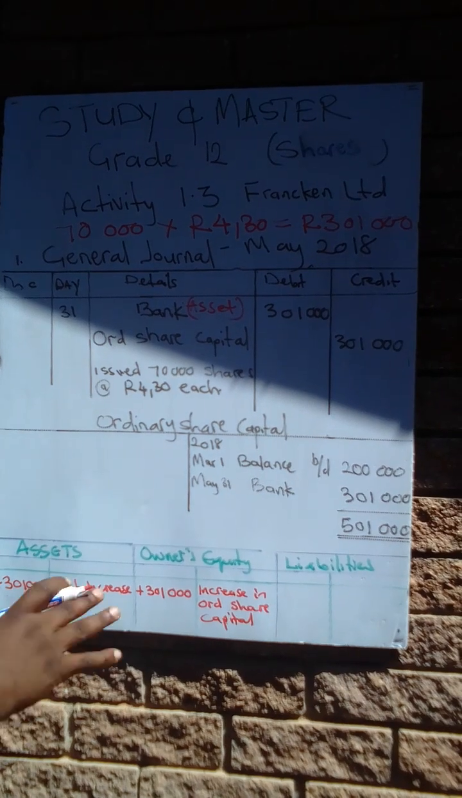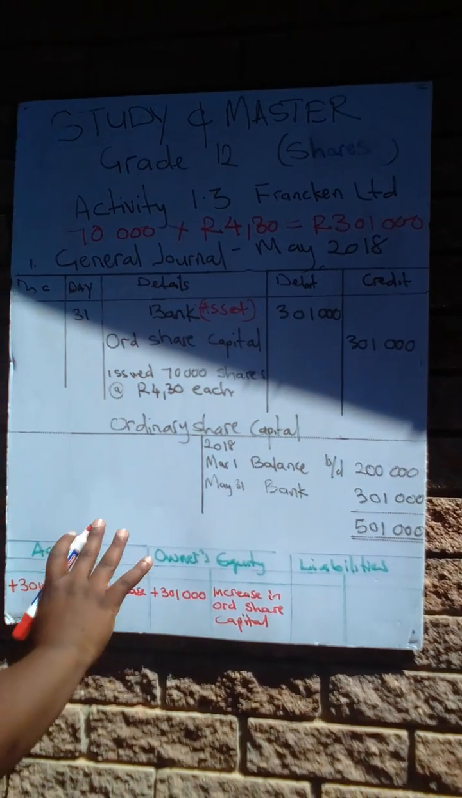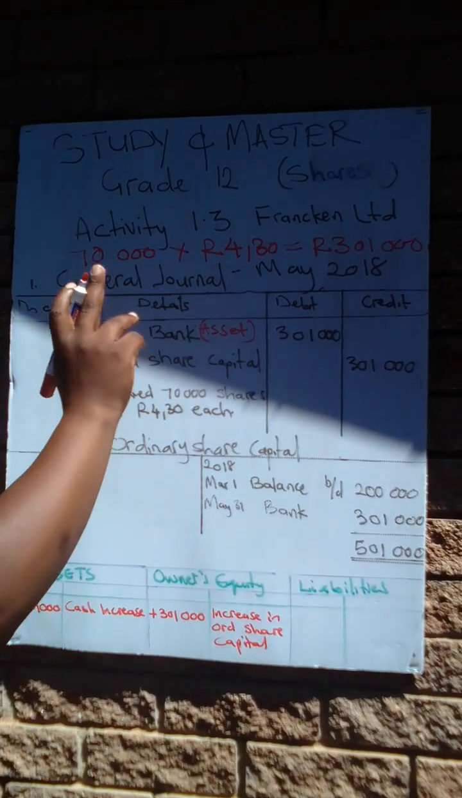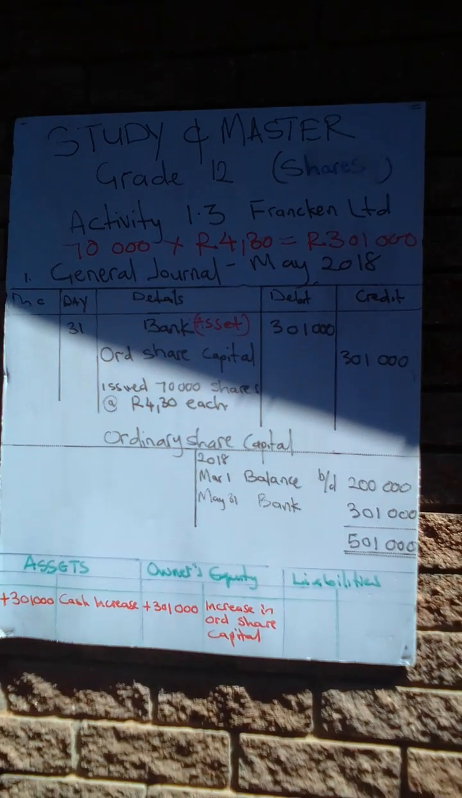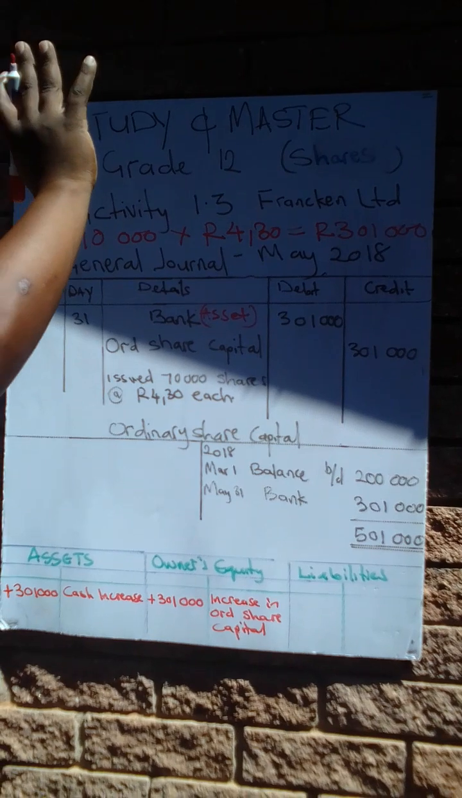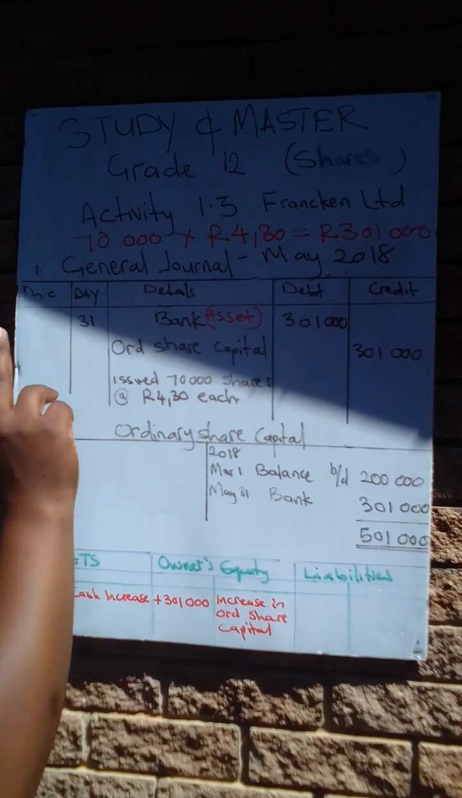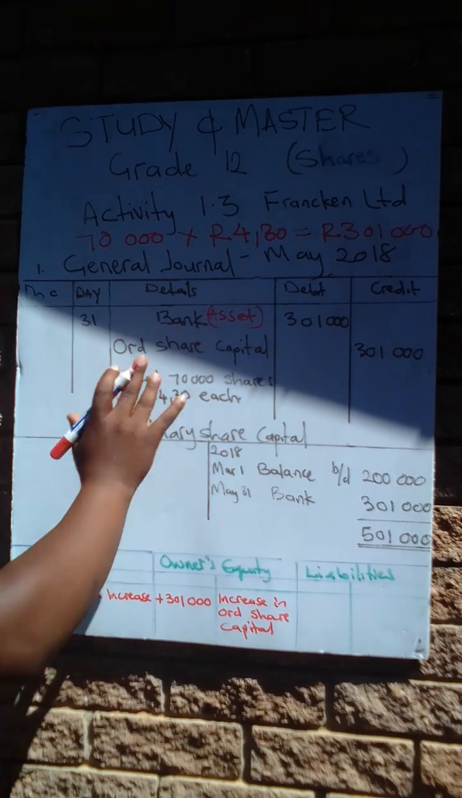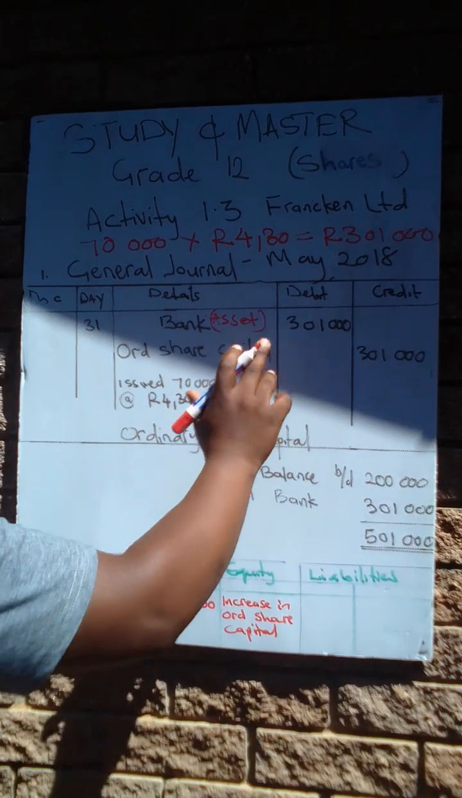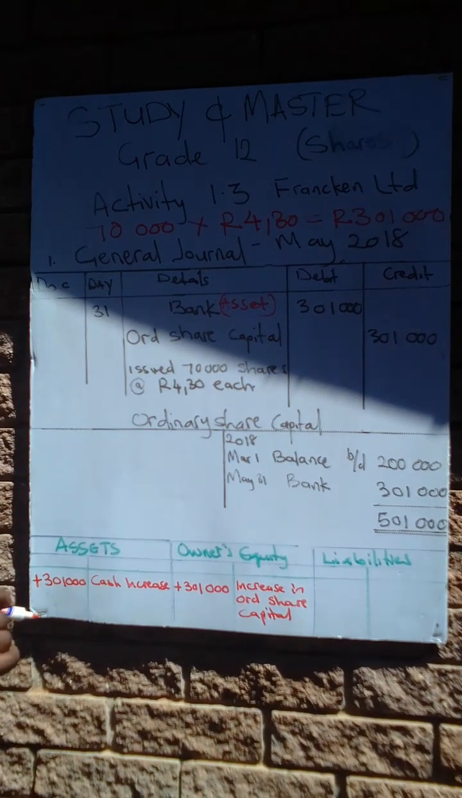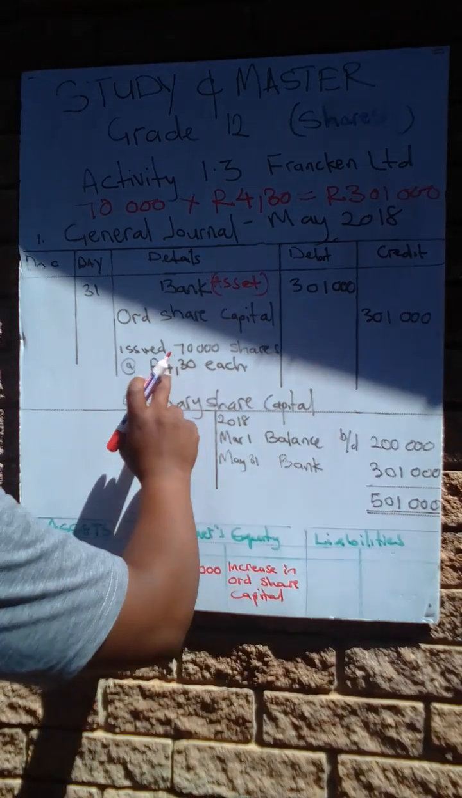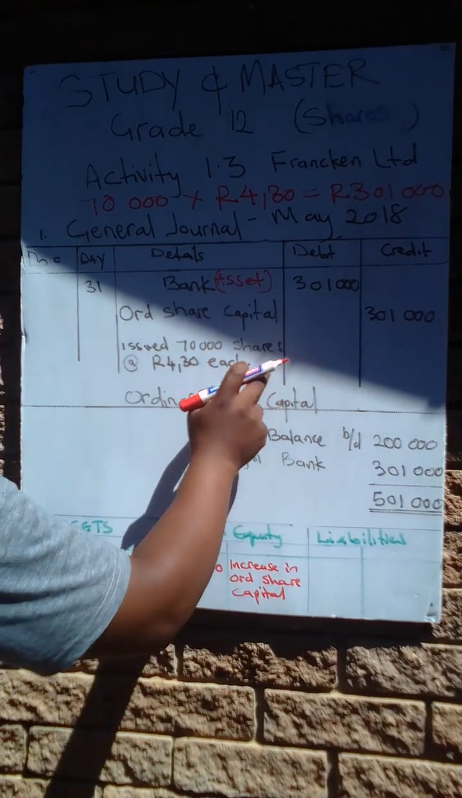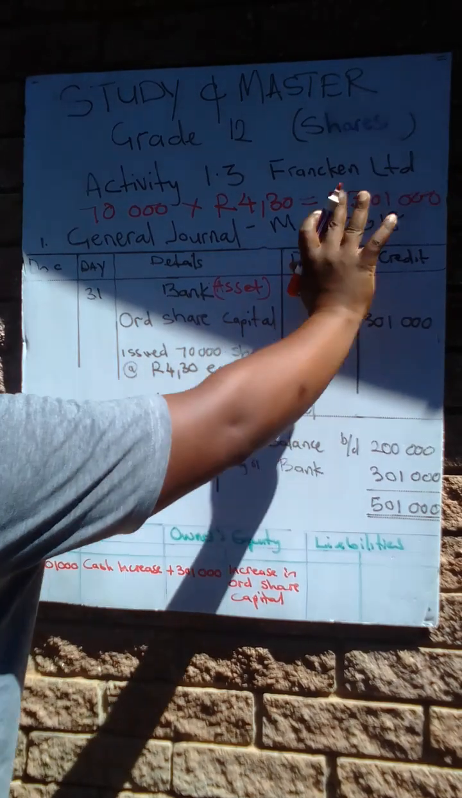Ordinary share capital, where does it belong on our accounting equation? Ordinary share capital is part of the owner's equity. What effect does it have on the owner's equity? It's increasing our owner's equity at the same time. And what did I say? I said all items that increase owner's equity are supposed to be recorded on the credit side. That is the reason why we have written ordinary share capital on the credit side. Issued 70,000 shares at 430 each. So we are done with our general journal.